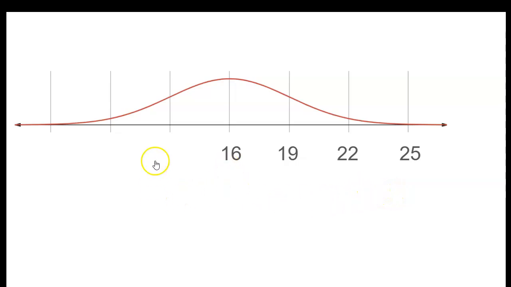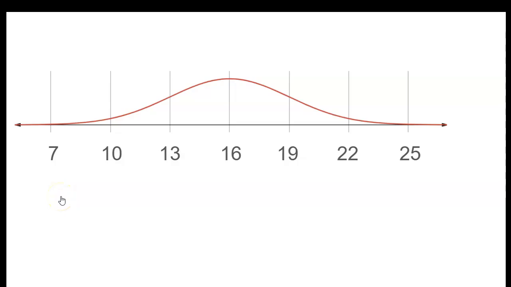We want to do the same thing moving to the left, but since we're moving to the left on the number line, we must subtract 3. So 16 minus 3 is 13. Subtract 3 again, and subtract 3 again. And we have filled in these values as a way to explain the center and spread of this data.